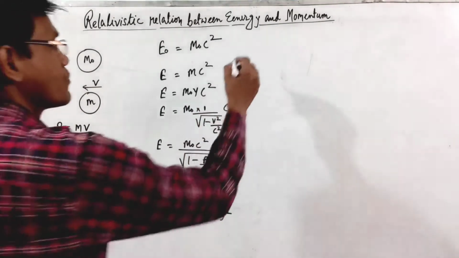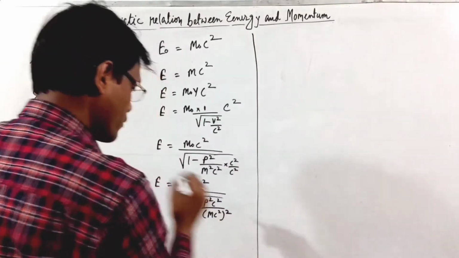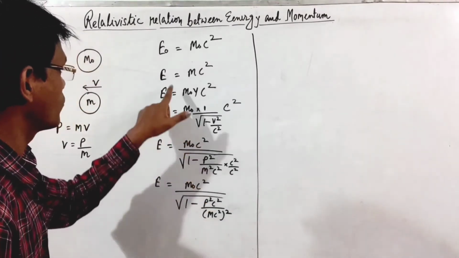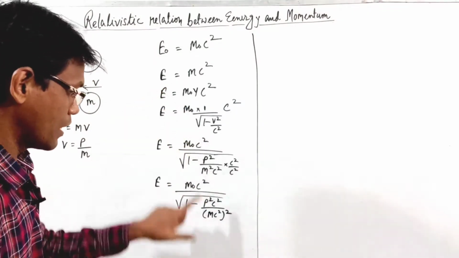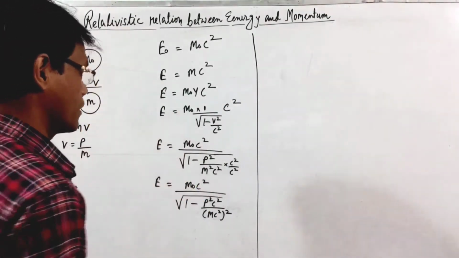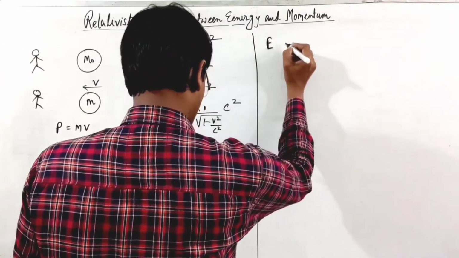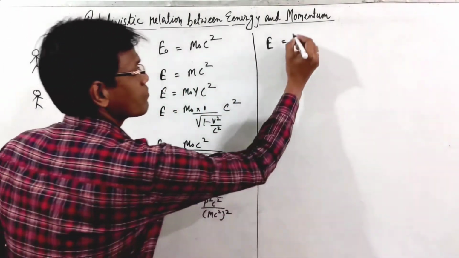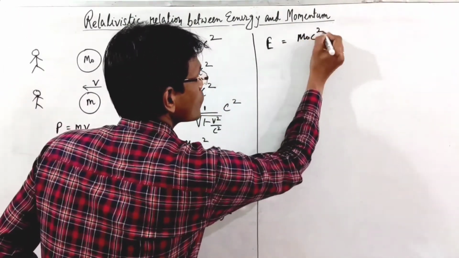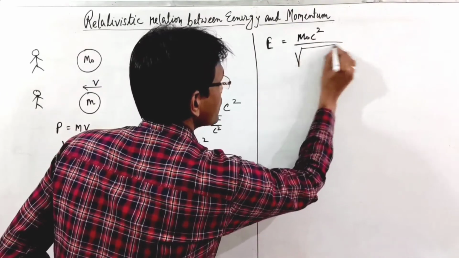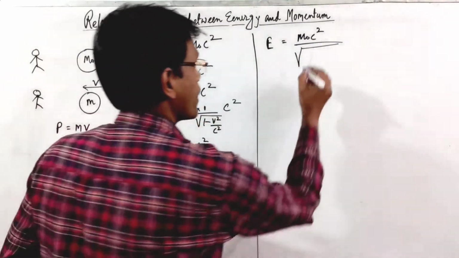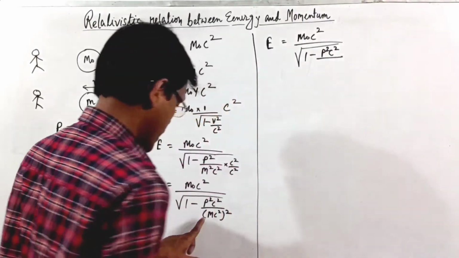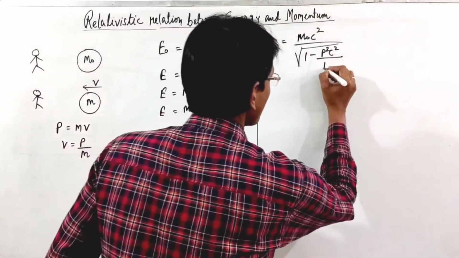Now what is mc square? mc square is equal to E. In the place of mc square we can write E. So E equal to m0 c square divided by under root of 1 minus p square c square divided by E square.